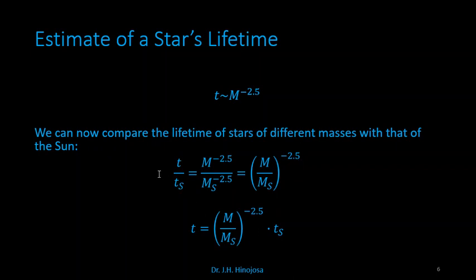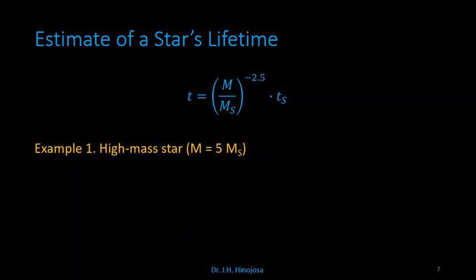And if we cross multiply the lifetime of the sun, we get the lifetime of the star is equal to the ratio of the masses of the star and the sun raised to the negative 2.5 power times the lifetime of the sun. So let's work out a couple of examples.